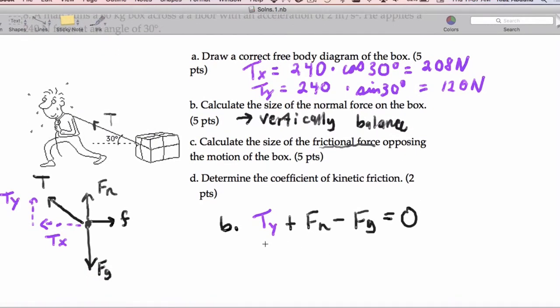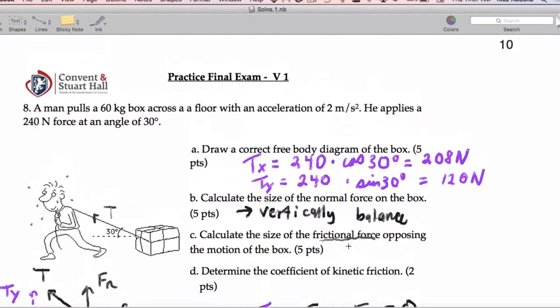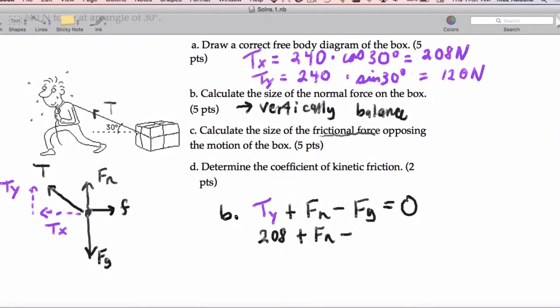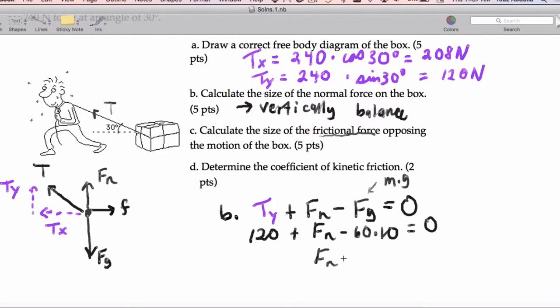Okay. So now we're going to plug in our numbers. We have 208 newtons plus our unknown Fn that we're solving for minus Fg. Let's go ahead and calculate Fg here. And I want to make absolutely sure I have that right. Yes. Sorry, Ty is not 208 newtons. It's 120 newtons plus Fn minus Fg, which is, again, Fg is m times g. Don't make the mistake of putting 10 there. So that's minus 60 times 10 equals 0. So we're going to end up getting our normal force equal to 480 newtons.